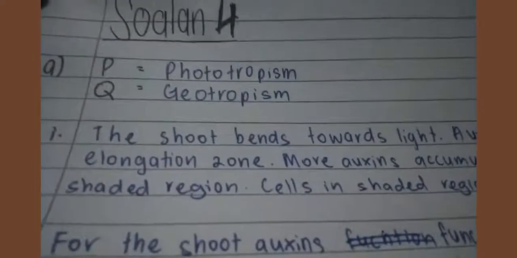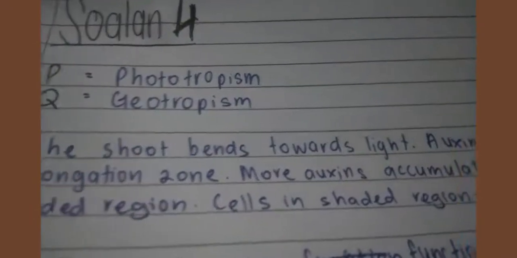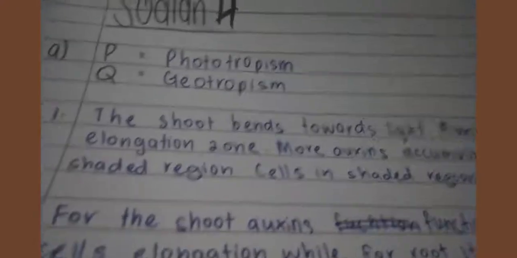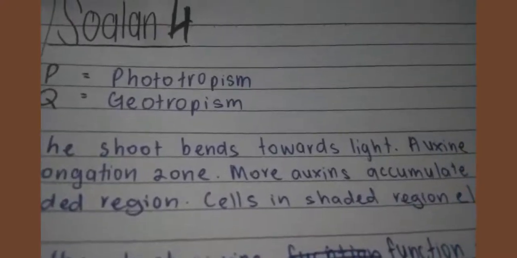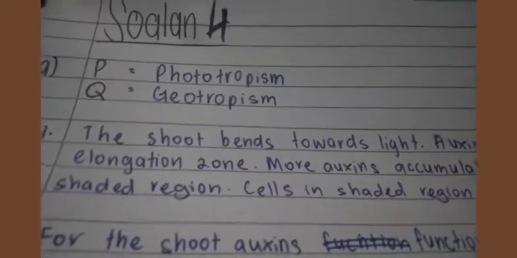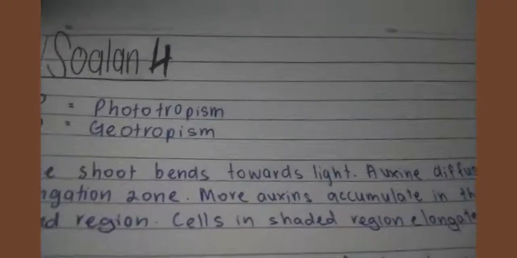Okay. So number 1, B1. The answer is, the shoot bends toward light. Auxin diffuse to elongation zone. More auxin accumulate in the shaded region. Cell in shaded region elongate faster.